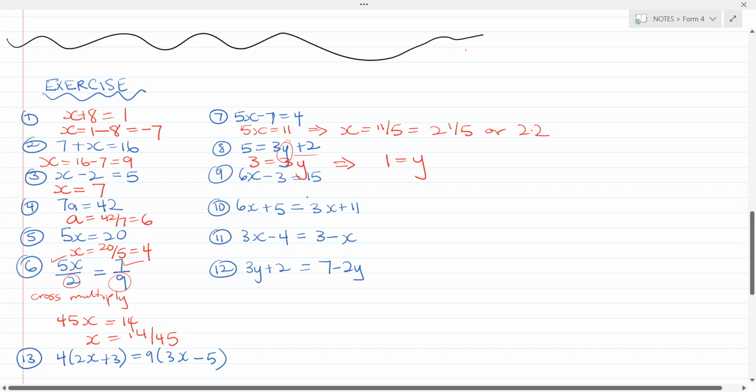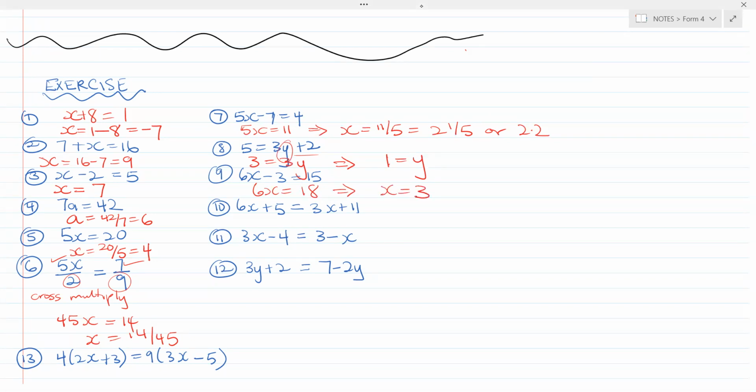And for number 9, we add 3 on both sides, so we end up with 6x is equal to 18. And of course, we divide by 6 on both sides, so x will be equal to 3. I hope that this is becoming much easier for you all.